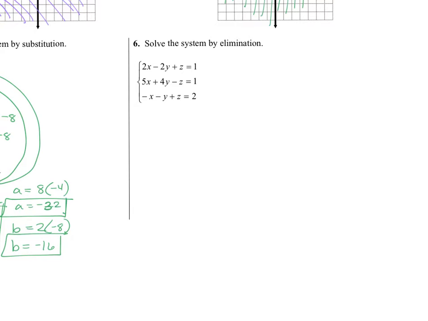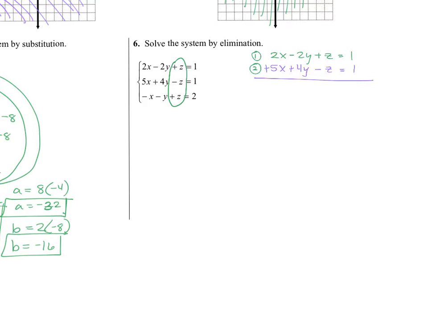And you should notice here, right off the bat, you have some opposites with your z's with no coefficients. So that's what we want to work on here. So what we're going to do is start with the first 2 equations. My first equation here is 2x minus 2y plus z equals 1. And then my second equation is 5x plus 4y minus z equals 1.